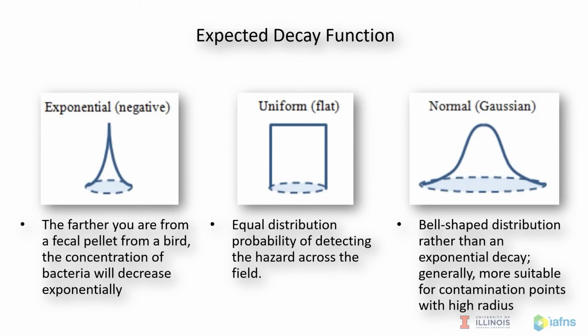The third option, the Gaussian distribution, is a normal distribution. It is similar to the exponential decay in that contamination level and probability of hazard detection decrease as you move further from the contaminated spot, but this follows a bell-shaped distribution rather than an exponential decay, generally more suitable for contamination points with high radius.